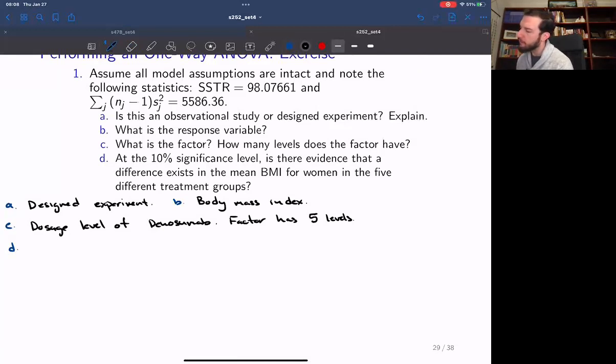Okay, at the 10% significance level, is there evidence that a difference exists in the mean BMI for women in the 5 different treatment groups? Okay, so we're going to run our ANOVA procedure here.